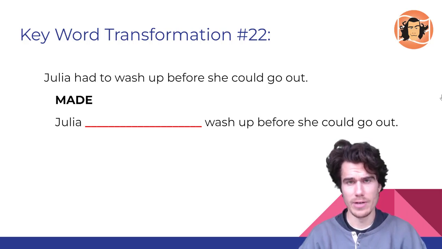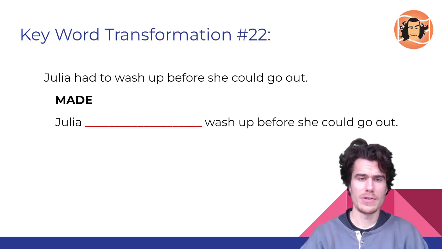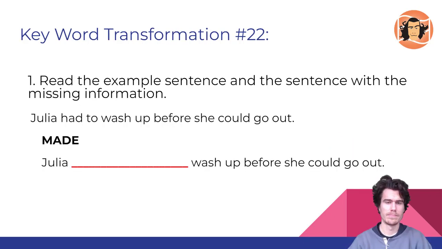Okay, so hopefully you've done that. Let's have a look at step number 1 in my technique. Read the example sentence and the sentence with the missing information. Example sentence: Julia had to wash up before she could go out. Sentence with the missing information: Julia wash up before she could go out.